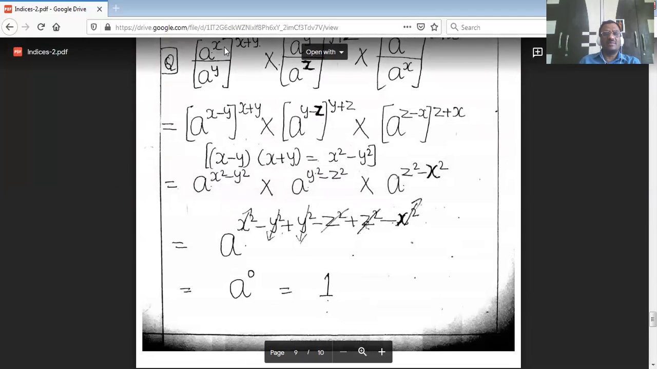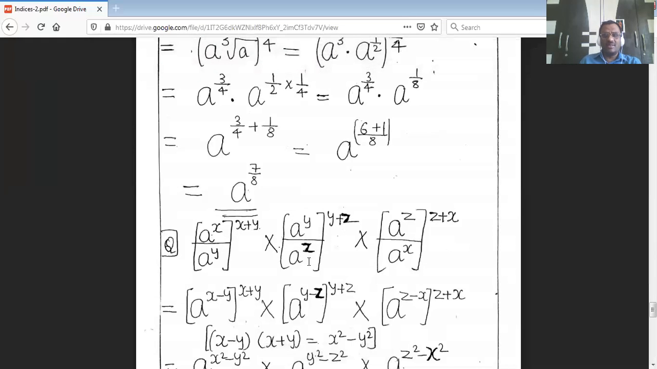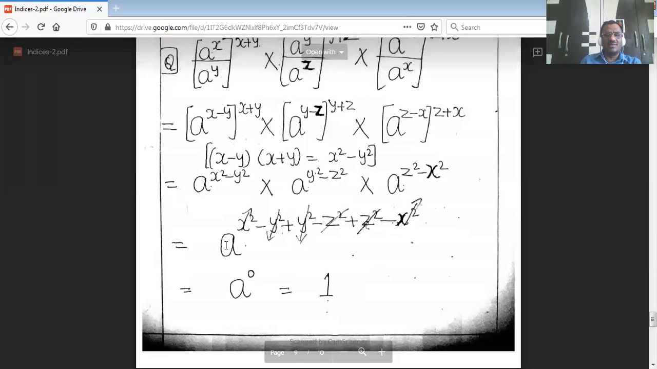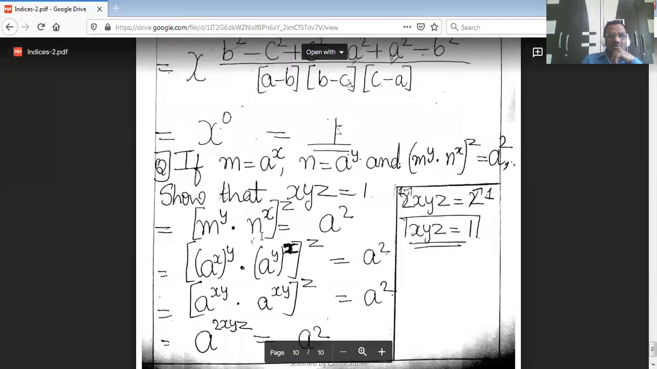Look at this. This is x minus y into x plus y. And directly by just looking at the given part itself, I can say a to the power of x square minus y square plus y square minus z square plus z square minus x square. Directly you can come to this last step and you can put the answer a power 0 is equal to 1. Now let me go to the last one.